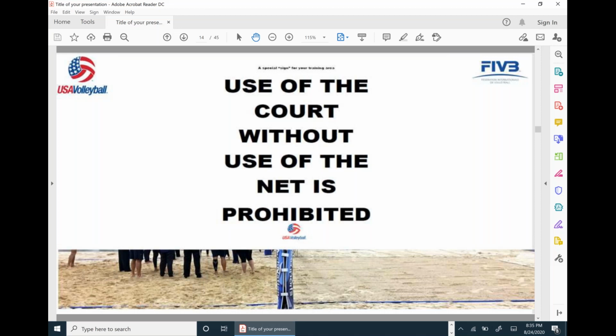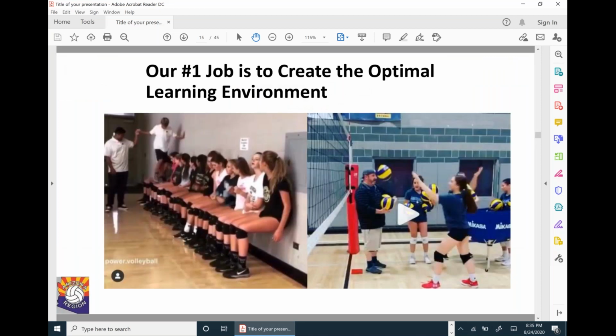So our job is to create this optimal learning environment. And these are two examples where I hope you start to critically think. Since I want to train in reality and I want to use the net, the one on the left, I have no idea why he's wasting any time doing this. He can injure their players. These players are not learning volleyball. If they want a team build, do it when you don't have the gym, and do it at somebody's house, and do it for pizza or whatever. But don't waste your gym time doing stupid things like this that's not teaching any volleyball skill.